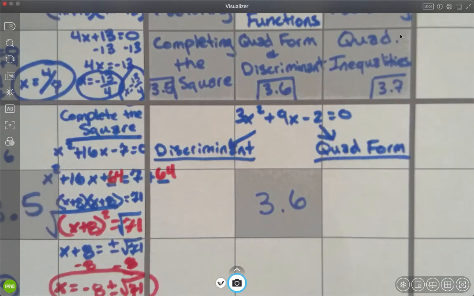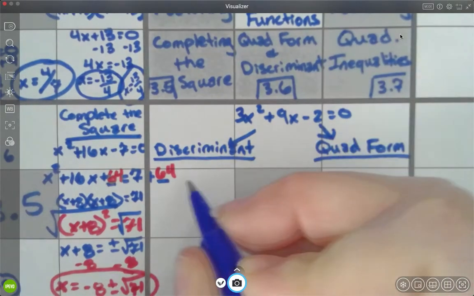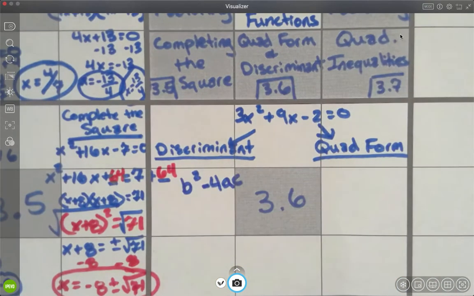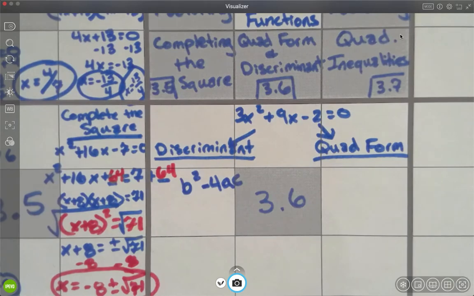Negative b plus and minus square root of what? b squared. Negative 9. Plus 4a. b squared minus 4ac. That's the discriminant. b squared minus 4ac. Yeah. That's all that stuff that was underneath, right? Yes. All that stuff that's underneath.